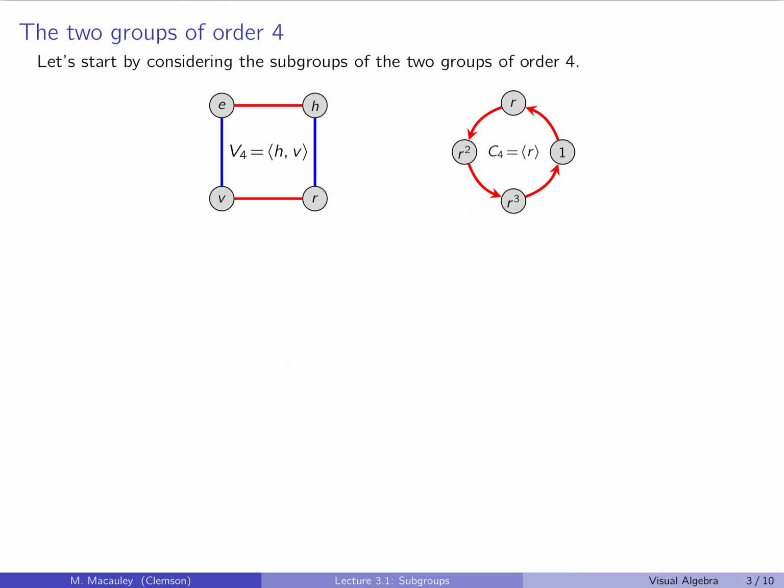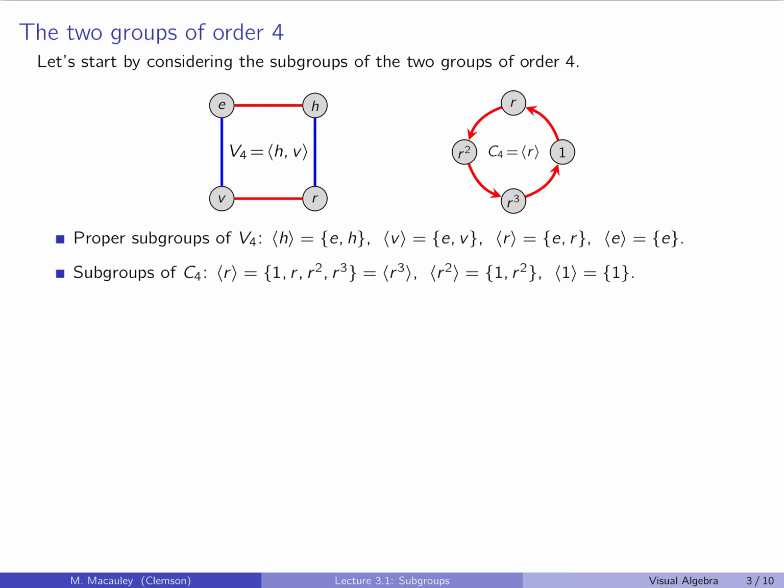Let's start by considering the subgroups of the two groups of order 4, V4 and C4. Each element of V4 generates a proper subgroup of it. And to emphasize what I mean by proper, I just mean that it's a proper subset. So it's a subset that's not the entire set. So H, V, and R both generate size 2 subgroups, and E generates just the trivial subgroup. And this is all the subgroups we have because these are all the elements, and if we try to use any two elements, not including the identity, we will get the entire group.